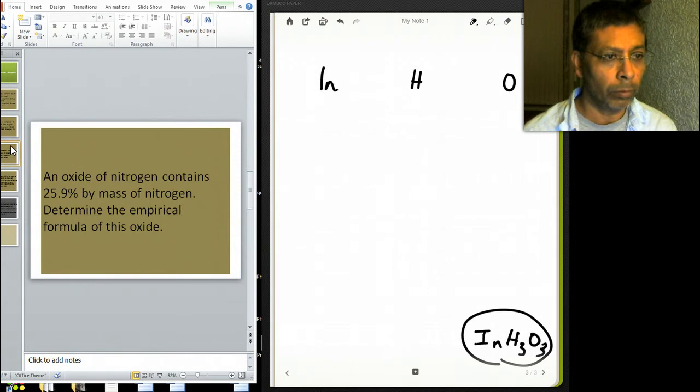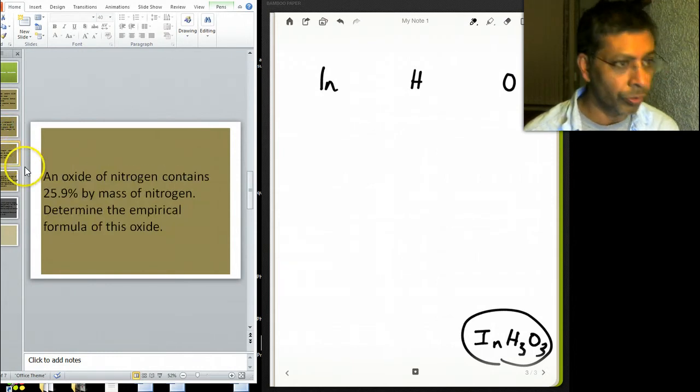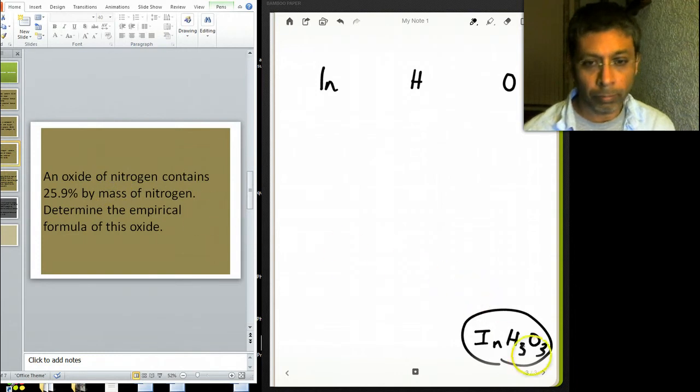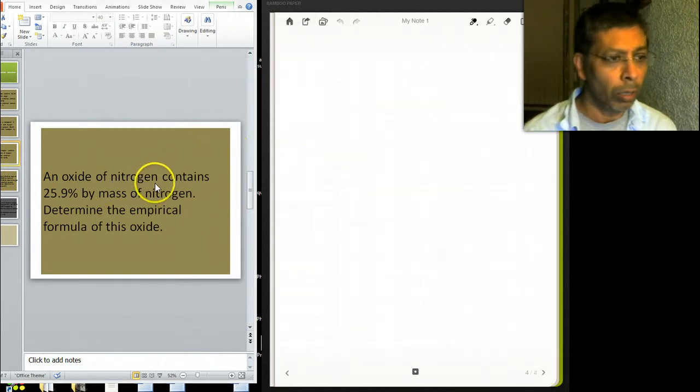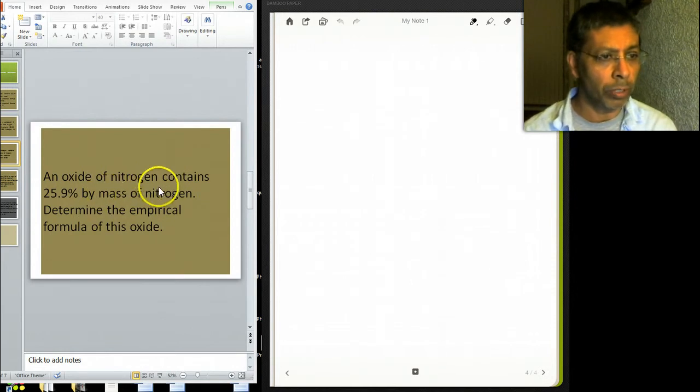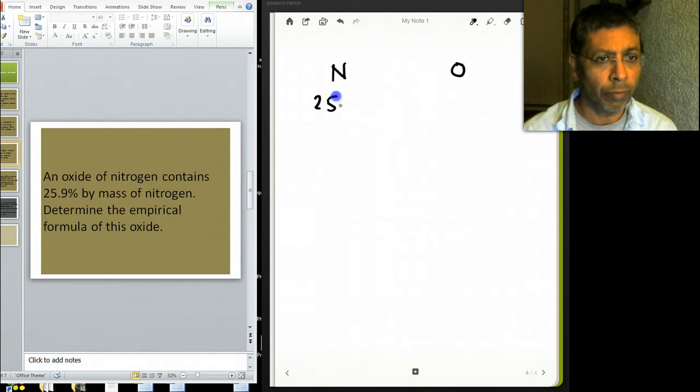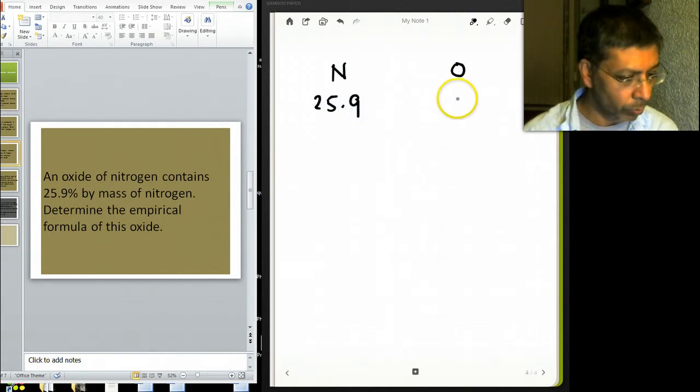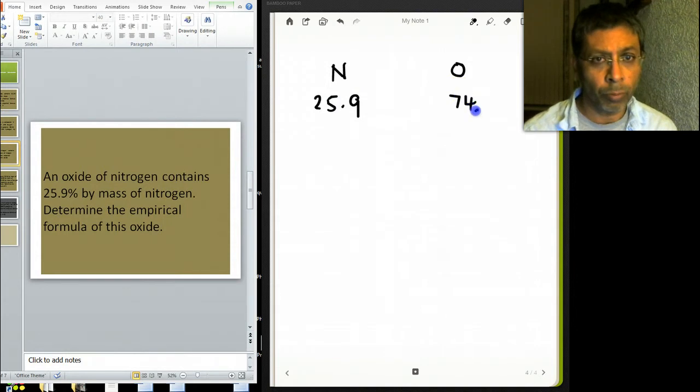That one there. Got the right one? Yep. Oxide of nitrogen. Let's do this one together. Okay, oxide of nitrogen contains this much nitrogen, so determine the empirical formula. So we've got the elements, nitrogen and oxygen only, 25.9%, and therefore oxygen will be 74.1.